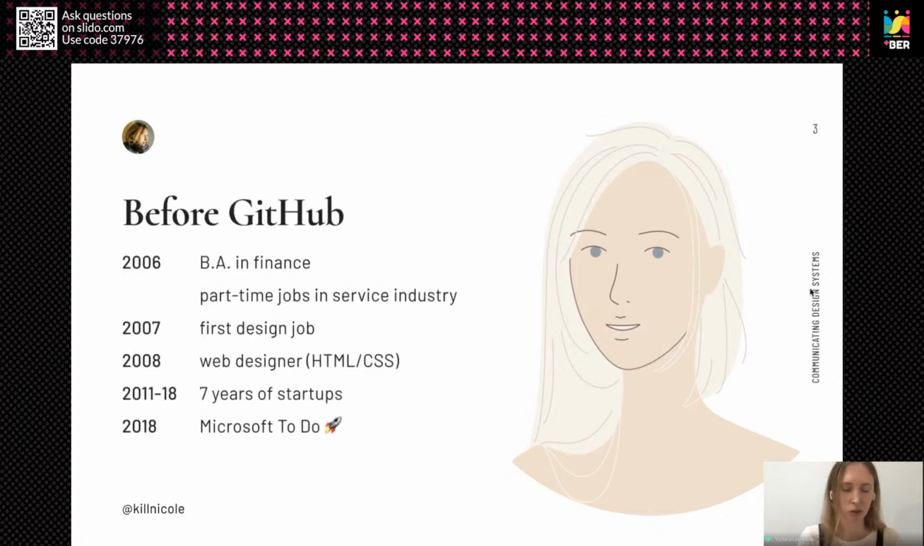Before GitHub, I took a very non-traditional scenic path to design. I studied finance, and I took some time to find myself while working part-time jobs in service industry. My first design job was in 2007, and it was mostly around graphic design. Back then, we didn't really have a product design framework. 12 years fast forward, I joined Microsoft To Do, and just recently I transitioned to GitHub, and I still have no idea what I'm doing.